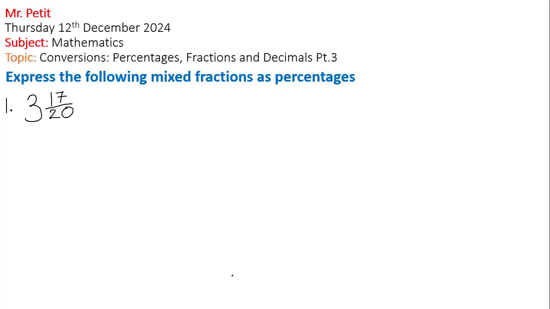Anyone else want to try? We have 3 and 17 over 20. We want to convert it into a percentage, not a decimal, but a percentage. How are we going to do that? Anyone else want to try? No?